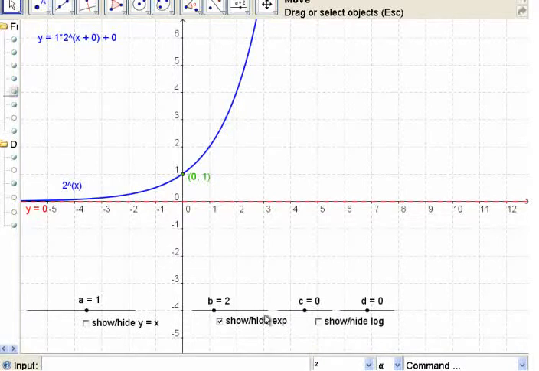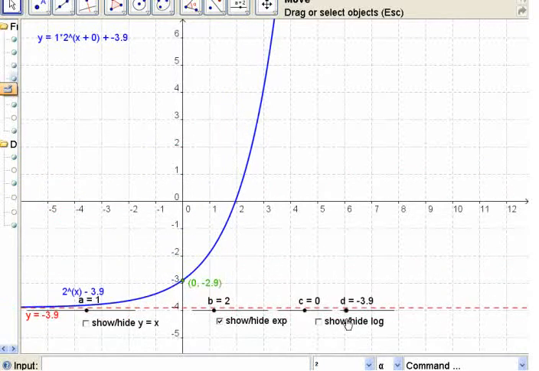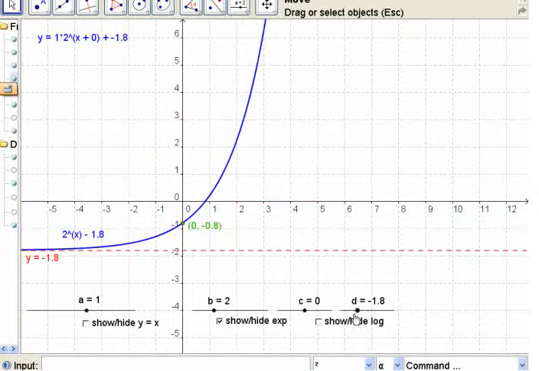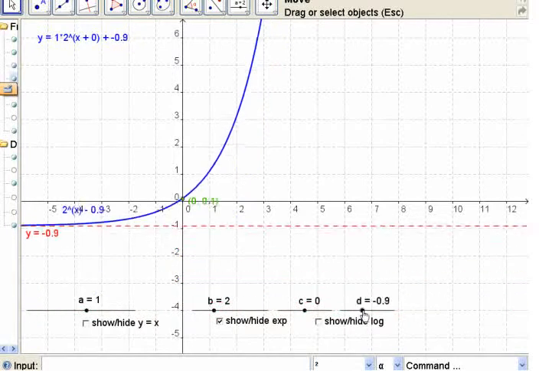If I am going to go, let's think about which one I used here. I did this, right? This is just going to shift that whole thing down 4 like that. Okay? If I put a minus 4 there, the entire graph looks the same shape and everything, but it's going to go down 4. Everything's going to go down 4.